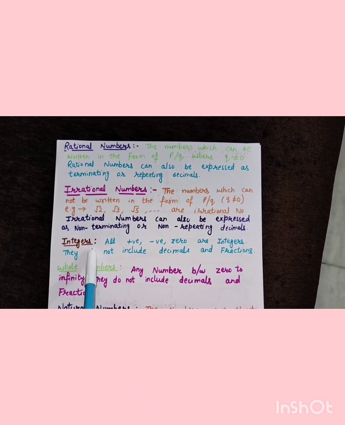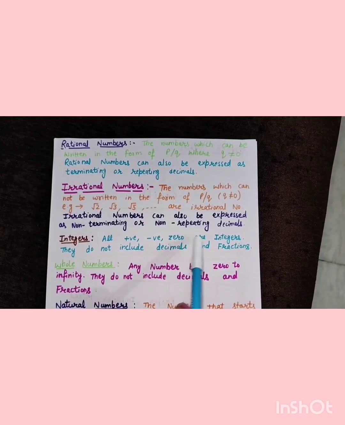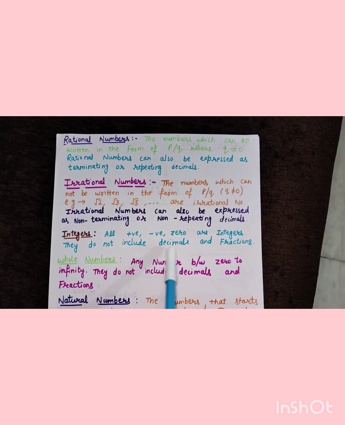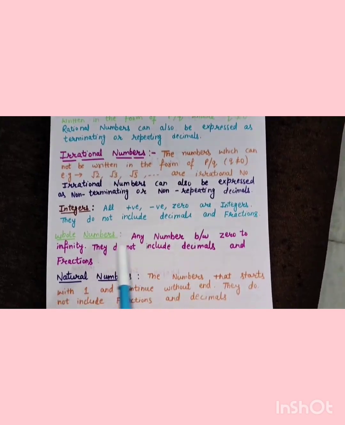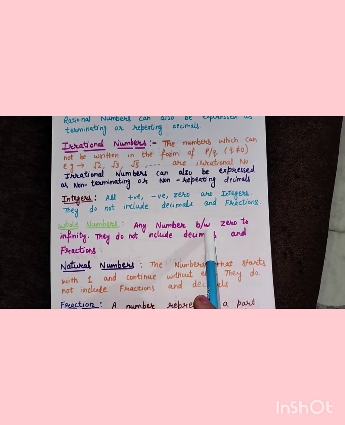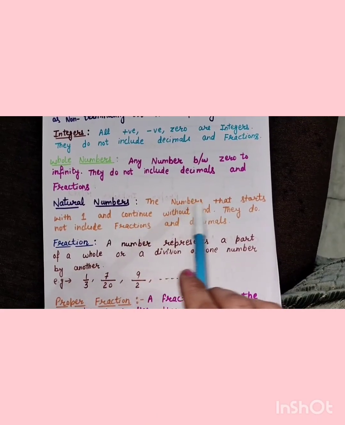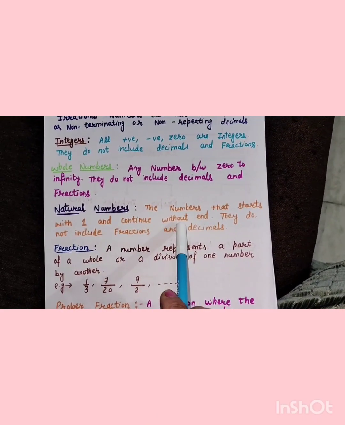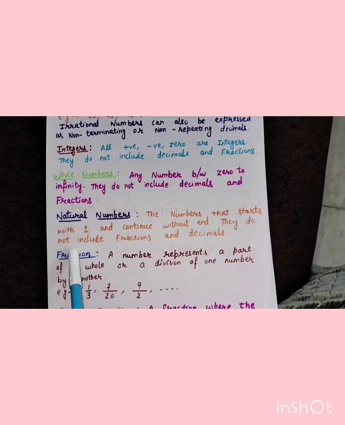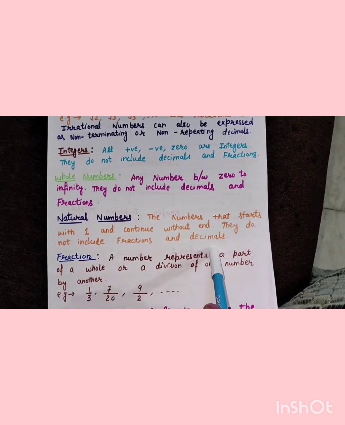Next definition is integers. All positive, negative numbers and zero are integers. They don't include decimals and fractions. Next one is whole numbers. Any number from 0 to infinity. They don't include decimals and fractions. Next definition is natural numbers. The numbers that start with 1 and continue without end. They don't include fractions and decimals.